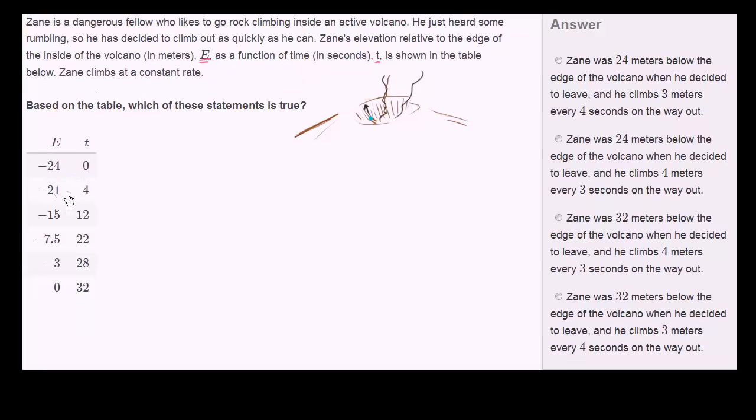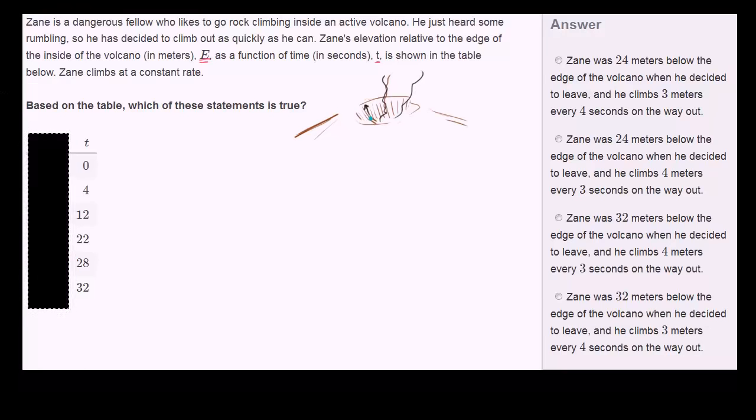And this table is done in a kind of non-traditional way. Normally, we would have the input into the function on the left-hand side, and then we would have the function of it on the right-hand side. And actually, I like looking at things that way, so let me cut this and paste it right over here. Now I can think of it a little bit clearer. At time 0, he's going to be at negative 24 meters. At time 4 seconds, he's going to be at negative 21 meters. So this makes it a little bit clearer, at least in my head.